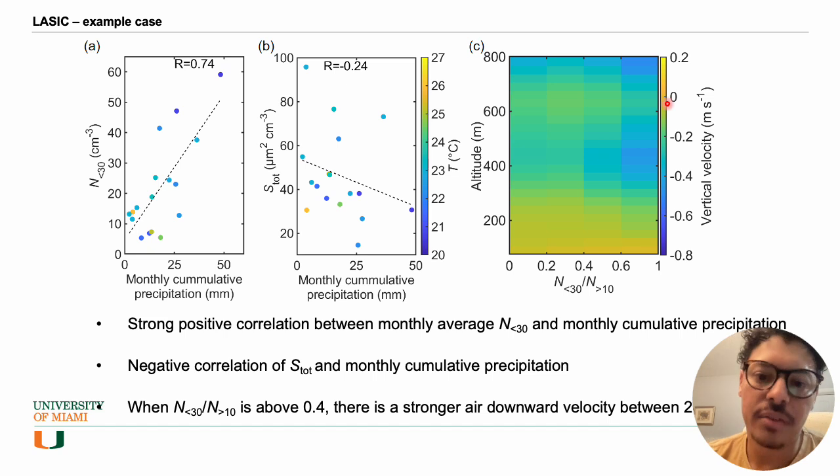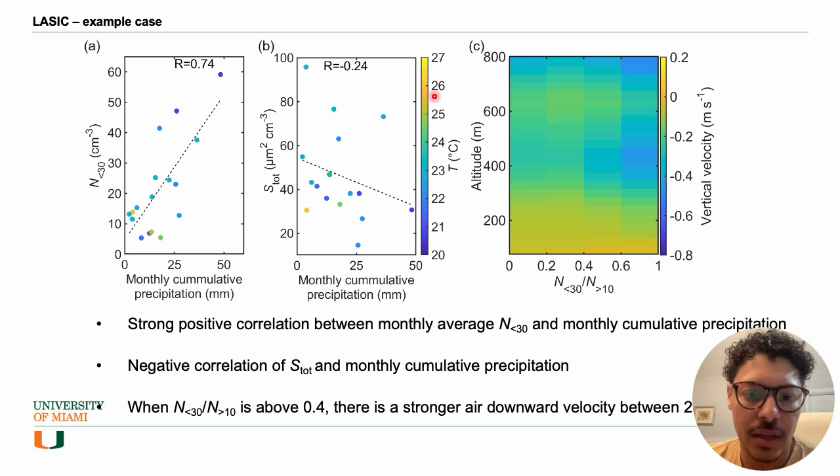On panel C, we see that when the fraction of newly formed particles is above 0.4, there is a stronger downward air velocity between 200 and 700 meters above Ascension Island. That indicates that there is a vertical transport of particles from the upper boundary layer to the surface.